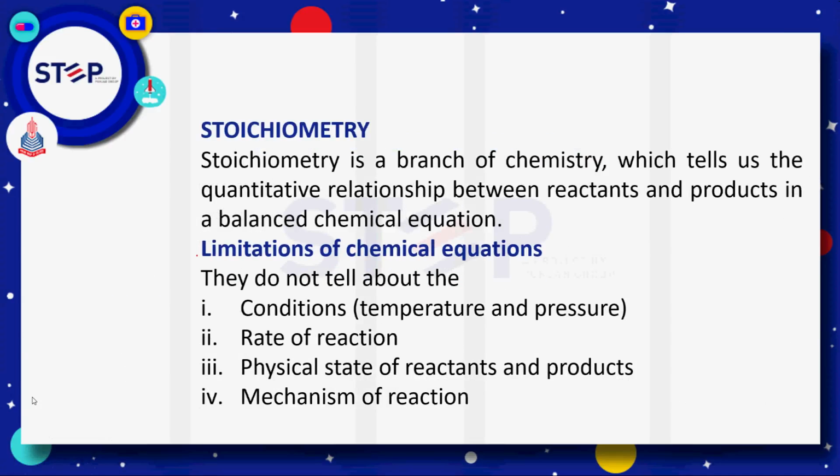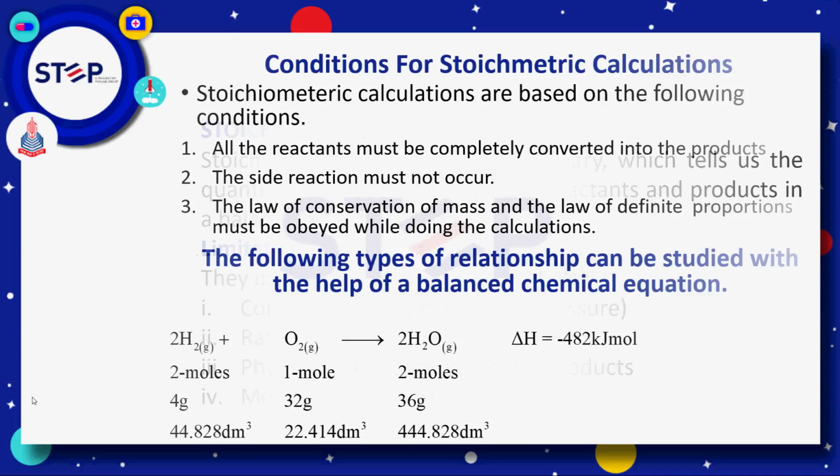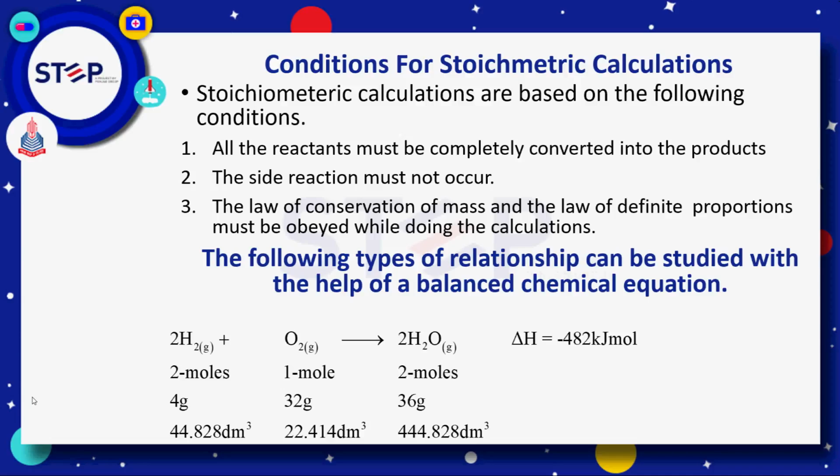Now stoichiometry. Stoichiometry is a branch of chemistry which tells us about the quantity relationship between reactants and product in a balanced chemical equation. Limitation of chemical equation: they don't tell us about the condition, rate of reaction, physical state of reactants and products, and the mechanism of reaction. Condition for stoichiometric calculation is that all reactant must be converted into product. The side reaction must not occur. The law of conservation of mass and law of definite proportion should be held.